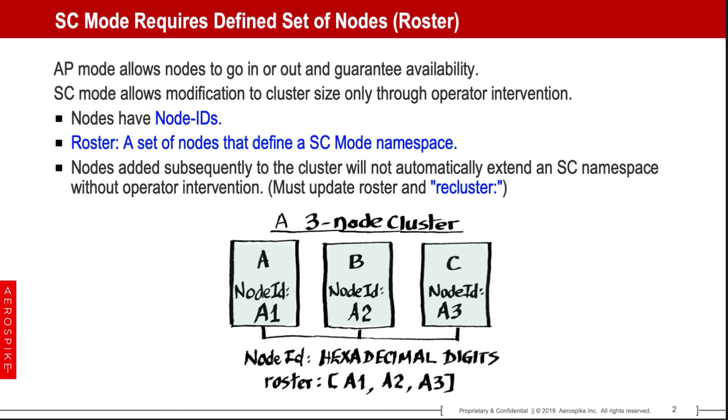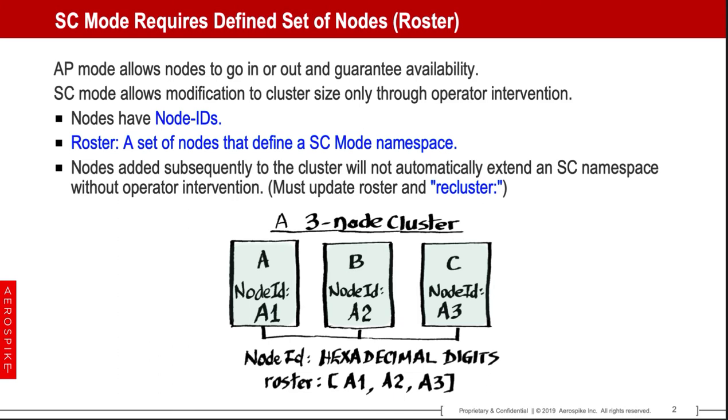Recall, nodes can have node IDs. You can specify them either as 2 hexadecimal digits or a value that is derived from concatenating the record's MAC address and fabric port number. We're going to use those to construct the roster. The roster is a set of identified nodes that make up a particular strong consistency mode namespace.